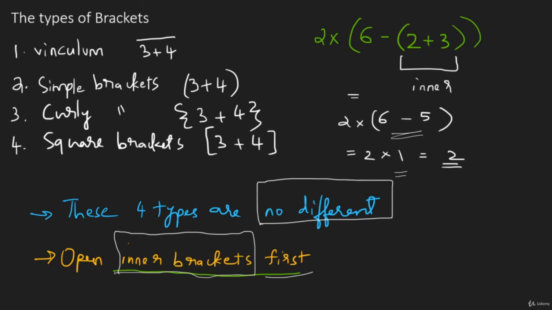Alright, now if all the brackets as we have stated here are no different, are of equal priority, why do you have these 4 types of brackets? The vinculum, simple brackets, curly brackets, and square brackets. So what's the need of these different types of brackets? Let's try to understand that.